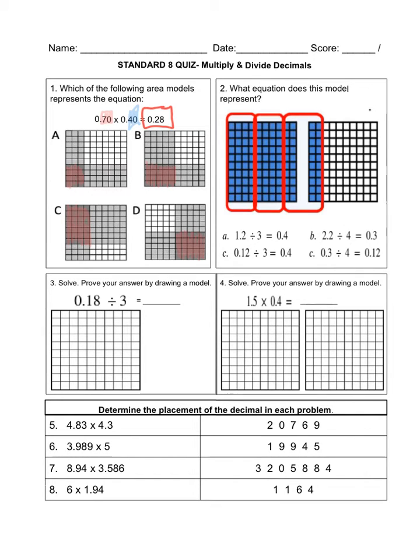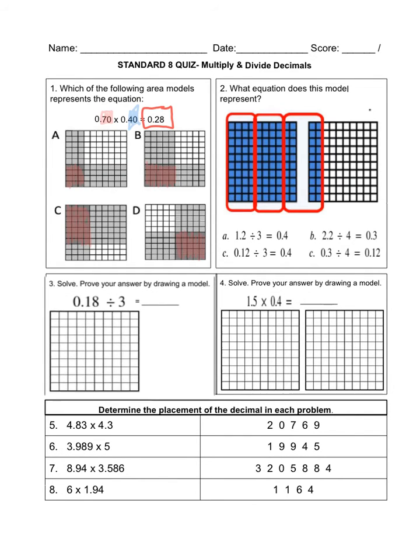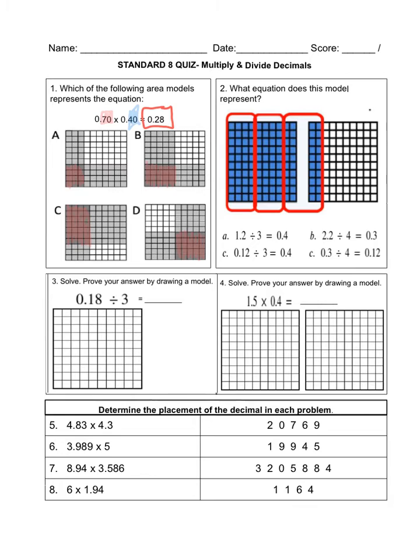All right, question 3, solve. Prove your answer by drawing a model. Oh gosh, we have another division problem here. 18 hundredths divided into 3 equal groups. Well, we're going to do this one together because, again, like I said, we really haven't done a whole lot of division yet. Let's do it together. And this one shouldn't be too difficult.